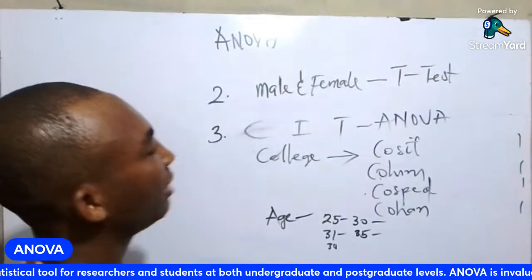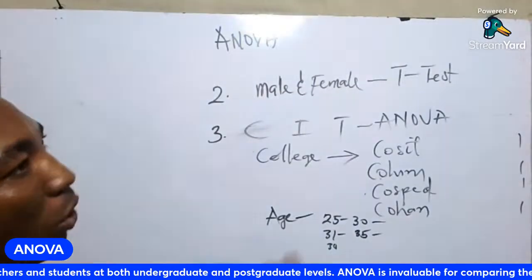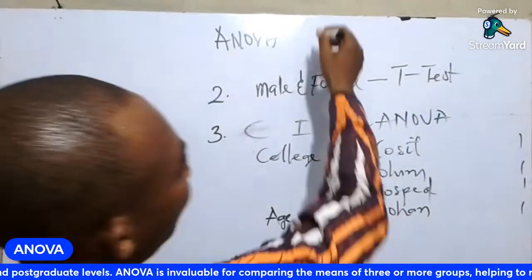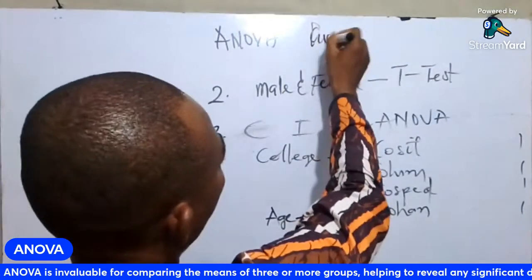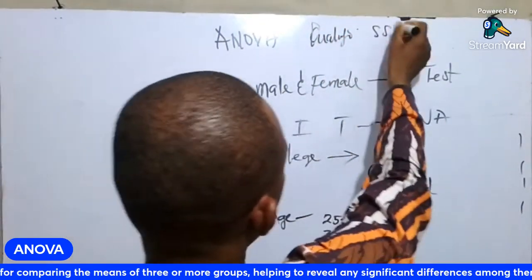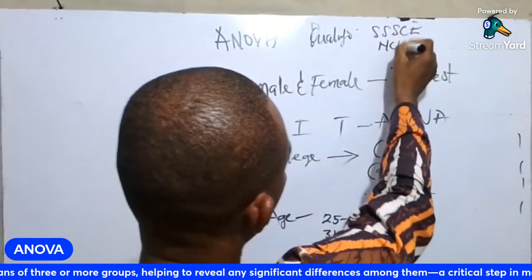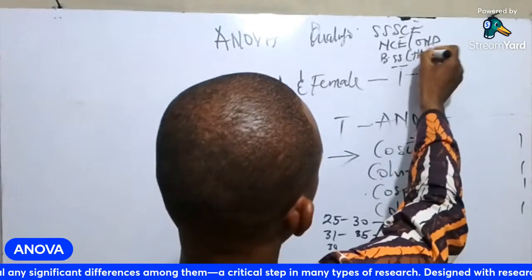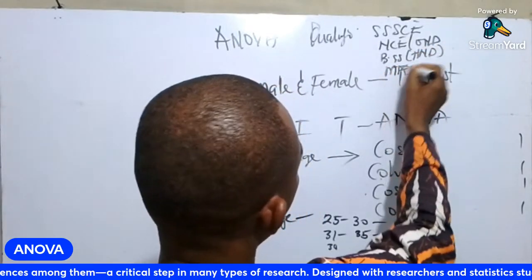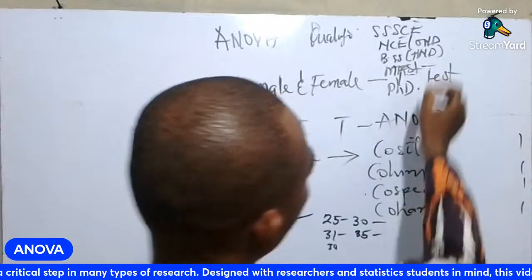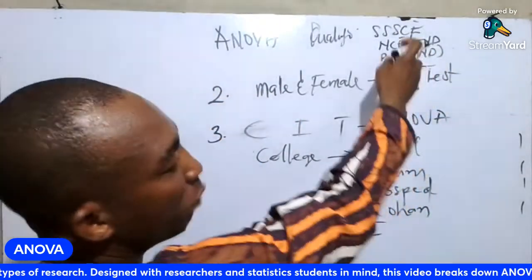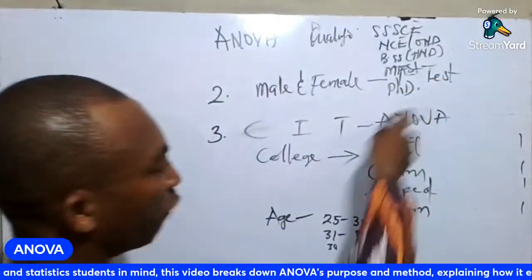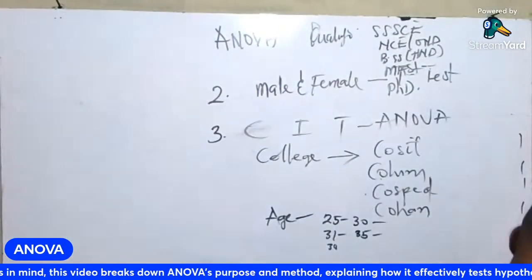Another thing, when you are looking at the sample mean of, let's say, qualification. When you are talking about qualification, you talk about SSC, you move away, you talk about NCE or OND, you move away, you talk about BSc or HND, you move away, you talk about masters, then you go ahead and talk about PhD. You see that this is even more than 3. So once the sample mean is already more than 3, you have to make use of analysis of variance.